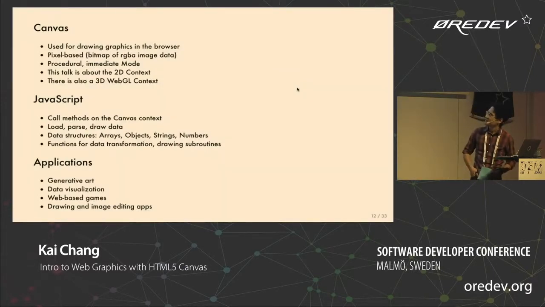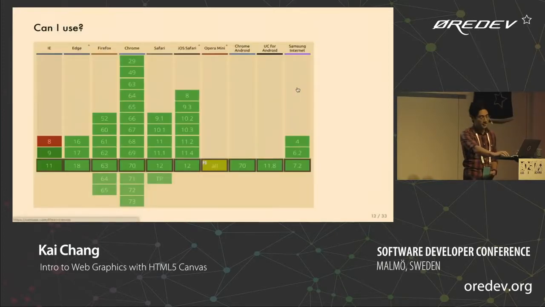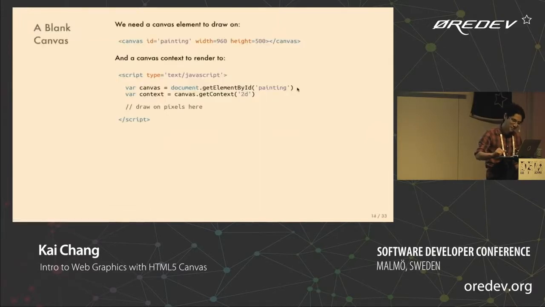This is all the boring stuff. Boring background. It's a pixel-based bitmap of RGBA image data. We're going to use some JavaScript methods on the canvas context. You can use JavaScript to load and parse, draw data, use some JavaScript data structures. Some of the applications of Canvas are generative art, data visualization, web-based games, and you can make drawing and image editing apps if you like. It has pretty broad browser support. It works quite well on mobile devices. So let's dig into it. How do we do it?